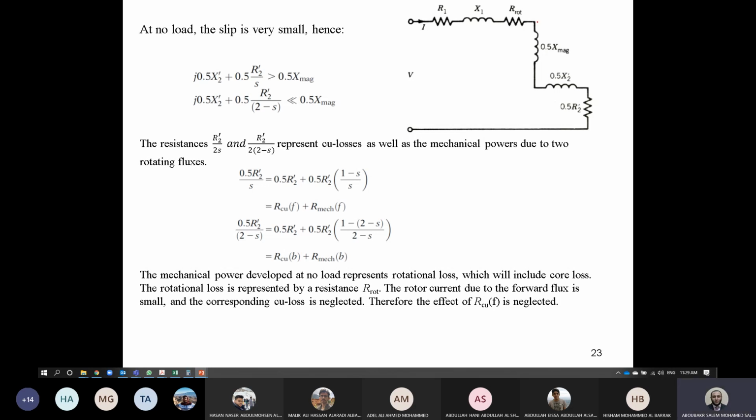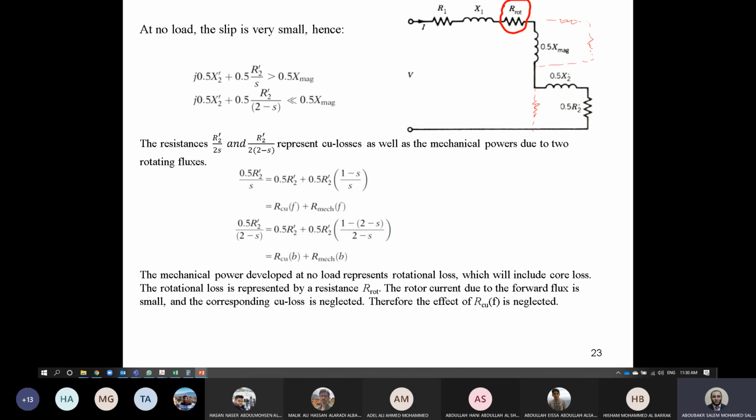We assume that the branch here will not exist and the branch here will not exist. We remove one branch from here and one branch from here. Is there any extra component now? No. But what about this element? Yes. We have here R rotational. Actually, we do not have R rotational in the equivalent circuit.